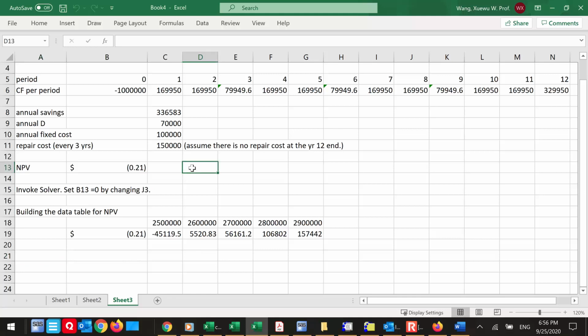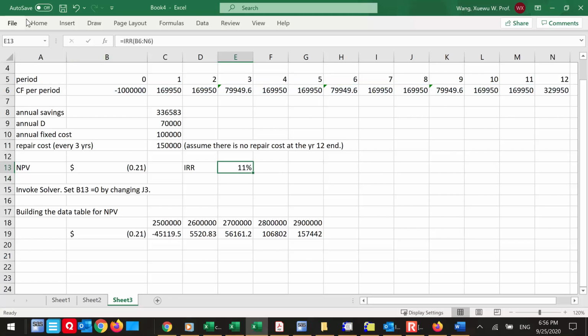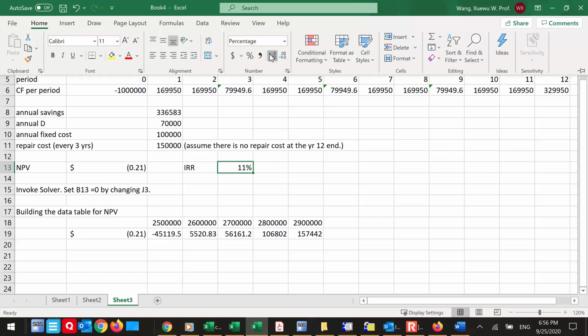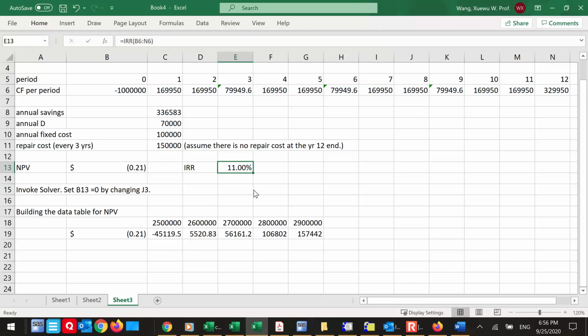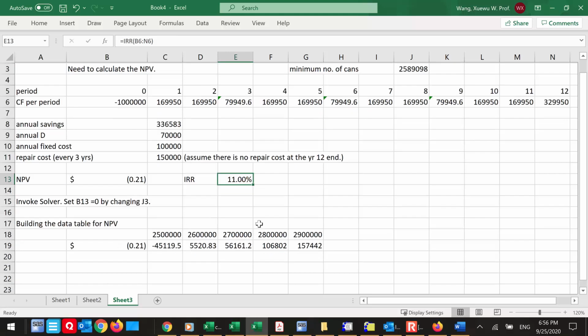I can do IRR here if I want to, so I'll just go ahead and do IRR here. Take all these cash flows and I get 11% IRR, and that's not a surprise, because the number of cans is the minimum number of cans. So at this level, the IRR should be equal to the discount rate of this company, which is 11%.